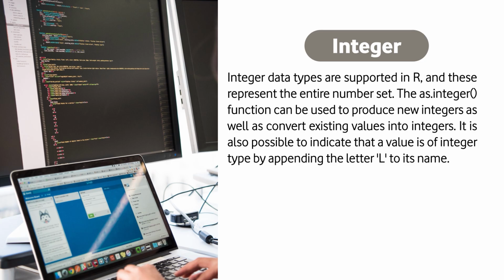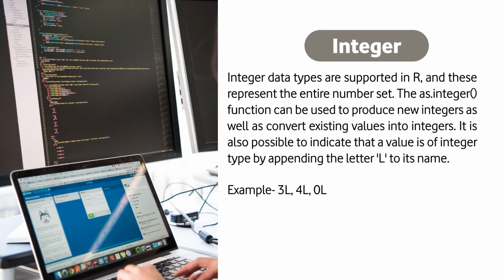as.integer, and in the brackets you can put whatever you want to convert. Suppose a variable W has a decimal value, then you can simply write as.integer(W). So it can be used to convert any different data type to an integer data type. You can also add a capital L at the end of a number to say that this is an integer.